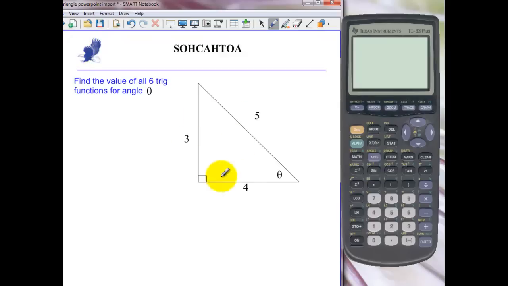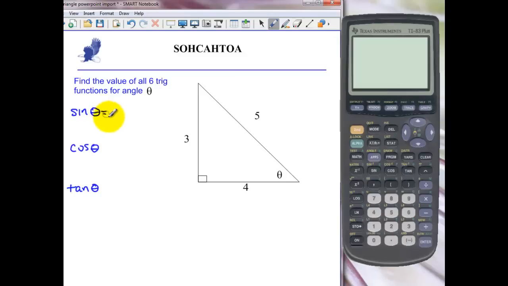So let's say we have a triangle. We don't know the specifics of an angle, but we have here a triangle whose sides are 3, 4, and 5. And we want to find the values of the trig functions. Remember, trig functions have an input of an angle. So we want to evaluate the sine of theta, the cosine of theta, tangent of theta. Let's start with those, and then we'll do the reciprocal functions.